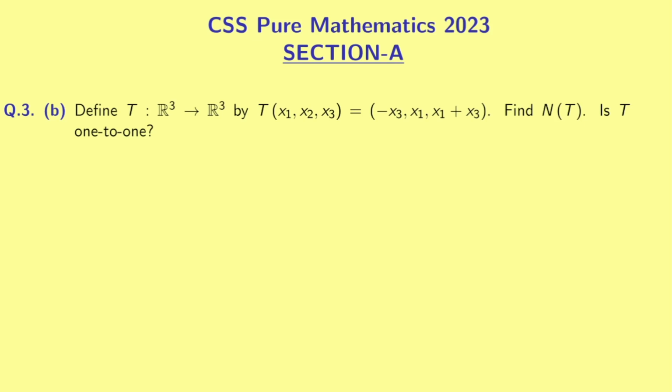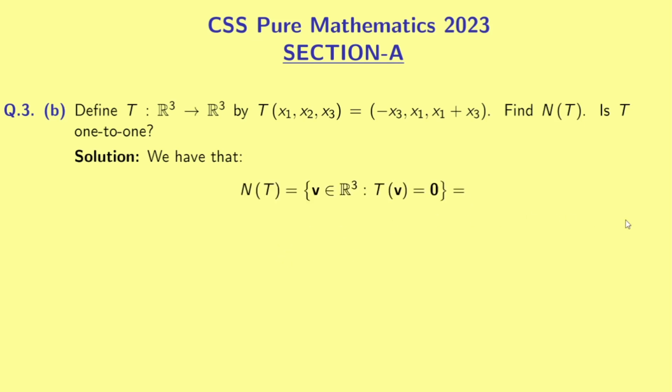This is going to be our last video about section A, and this is question 3, item B. It says, define a linear transformation T from R3 into R3 this way. It takes a vector whose coordinates are x1, x2, x3, and it sends it into a vector whose first coordinate is minus x3, the second one is x1, and the third one is x1 plus x3. First, it asks us to find the null space of T, and then it asks us if T is 1 to 1. So let's see.